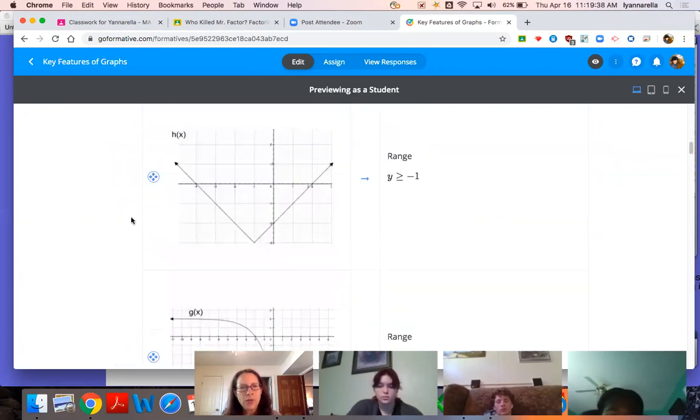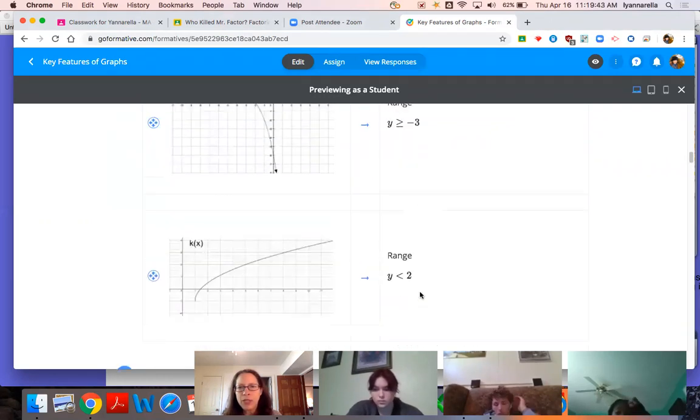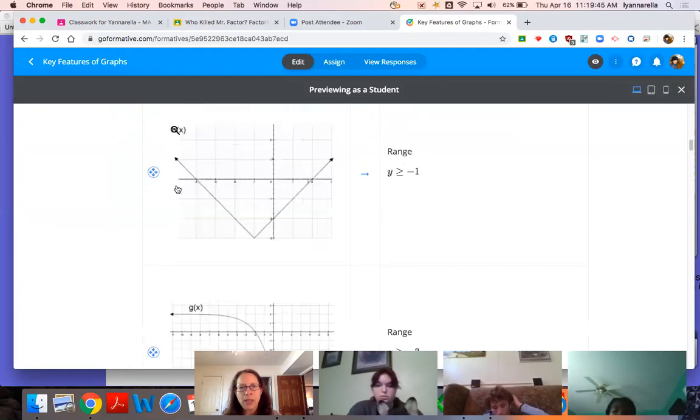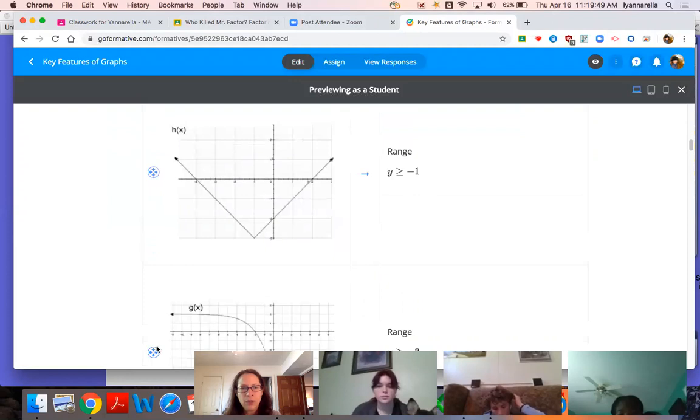And then there's another one on range. There's 3 graphs, 1, 2, 3, and there's 3 ranges, 1, 2, 3. And you've got to match the graph with the correct range. So if this one goes down here, you would drag it. If this one goes up here, you would drag it, and so forth.